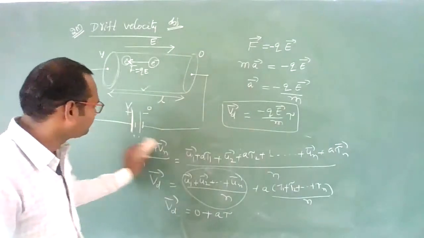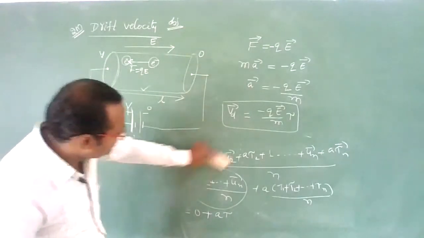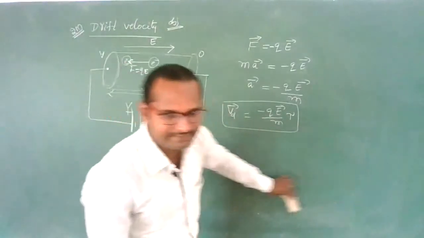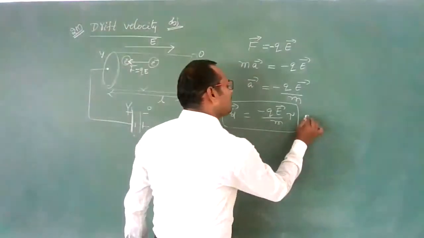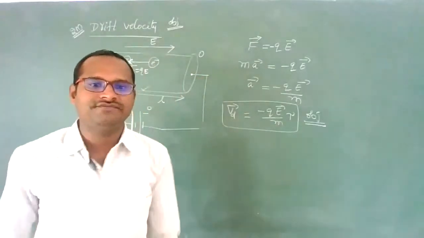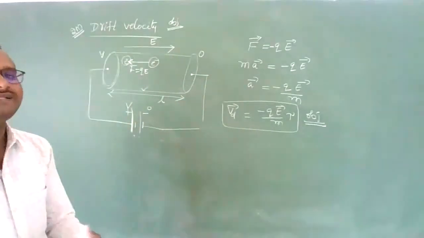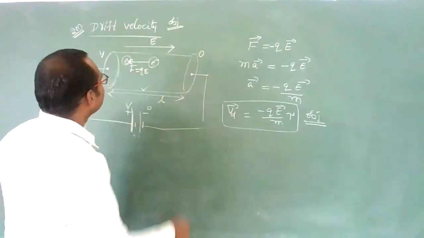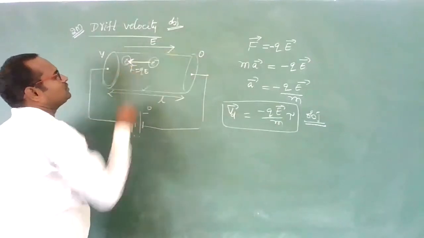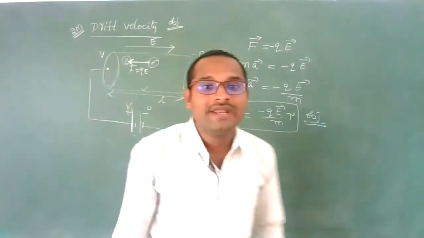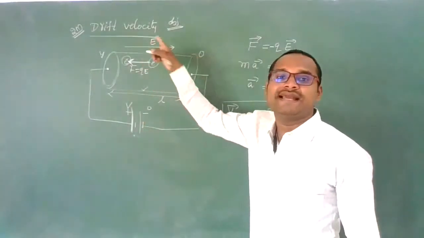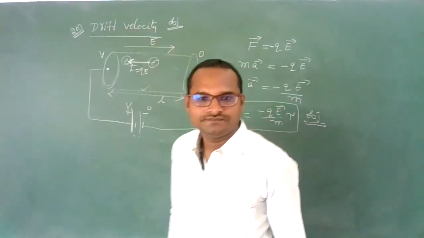Very important. Okay, students. Now this derivation is not required. The formula and the definition are required. The formula is important for competitive exams, and the definition is important for your board exam. What is drift velocity? These electrons are drifting in the direction opposite to the electric field when a potential difference, an external electric field, is applied.